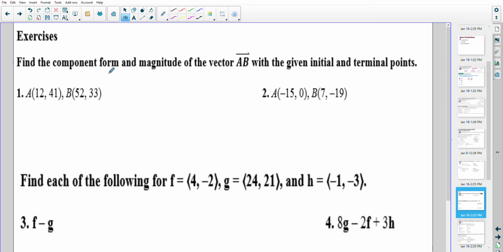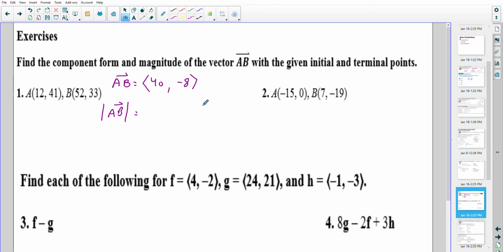The first question is, find the component form and the magnitude of this particular vector AB. So first of all, the component form in this one would be vector AB is equal to, and I'm going to look at the terminal, that's the second point, minus the initial. So it's going to be 40 minus 12, and 33 minus 41 is negative 8. That's the first question. And the second question is, what is the magnitude of vector AB?